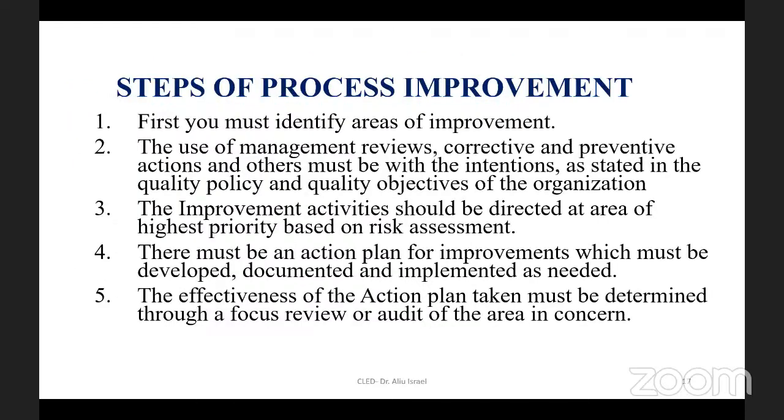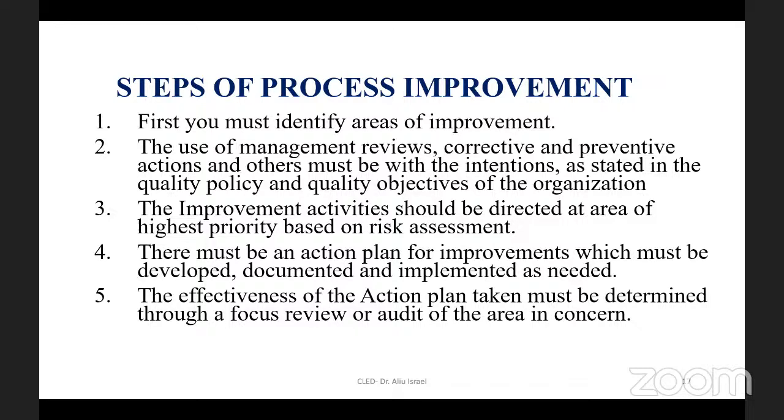What are the steps for continuous improvement or process improvement? Number one, you must identify the areas of improvement. We have discussed earlier how to identify areas of improvement. We talked about quality audit, assessment, benchmarking, SWOT analysis, management review, and customer satisfaction. Those are ways you can identify an area of improvement. Next, you use the management review, corrective actions, preventive actions, and other forms stated in your quality policies and objectives. The improvement activity should be directed at areas of highest priority based on risk assessment.